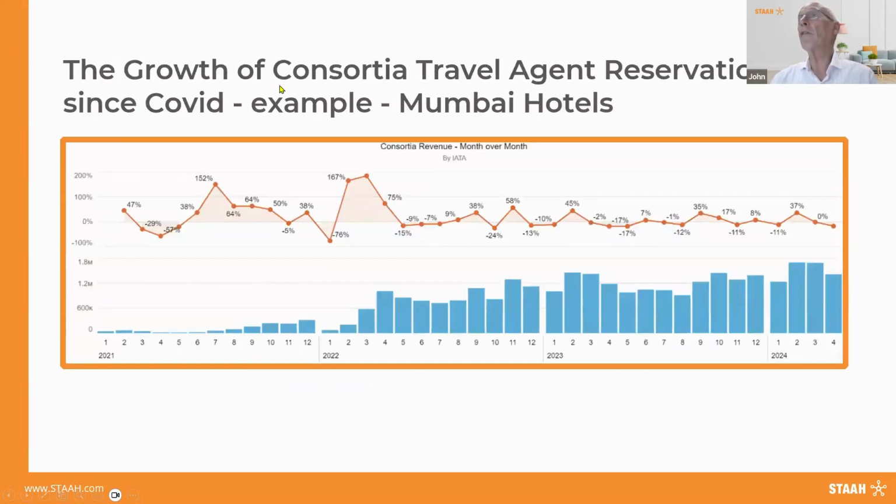We can show them the growth of what we call consortia travel agent reservations since COVID. And again, just an example are Mumbai hotels. So you can see here, this is the percentage month on month on month. And here you can see where it was hardly any GDS business for a long period. And it started to come to life in around about April and May of 2022 and has progressively solidified and increased through to the end of April 2024.